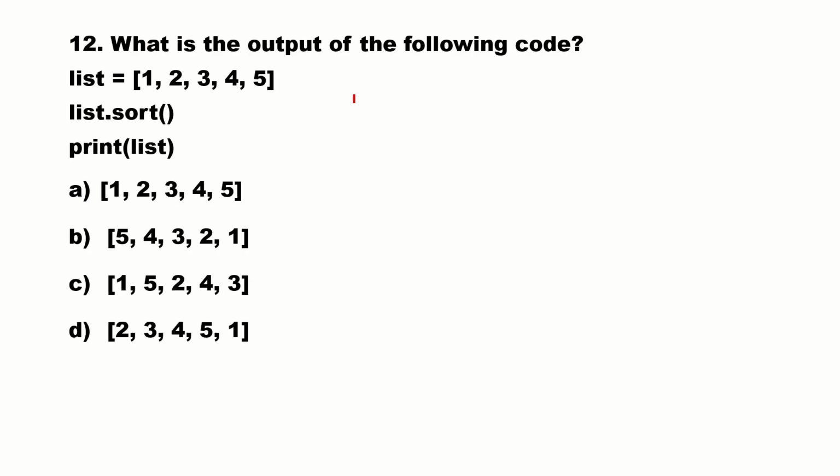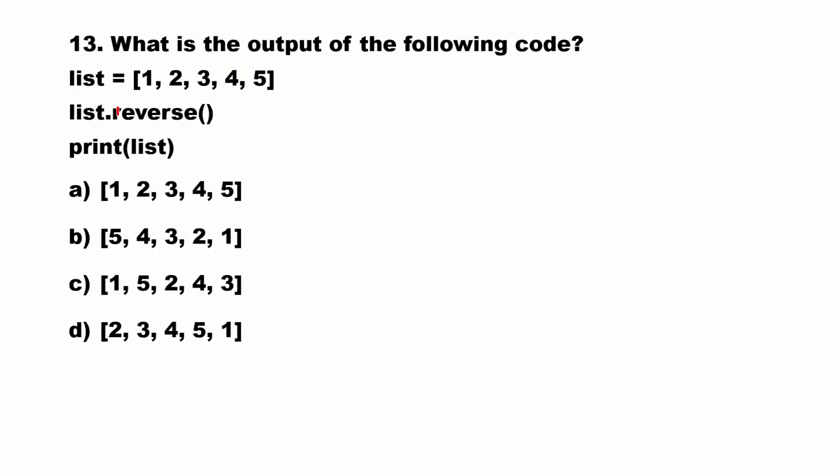Next question, what is the output of the following code? Here, it is asking for sort. What is the use of the sort method? The sort function sorts the items of the list in increasing order. In the question itself, it is given in increasing order, so no need for further sorting. The same thing will be printed. So the correct option is option A.